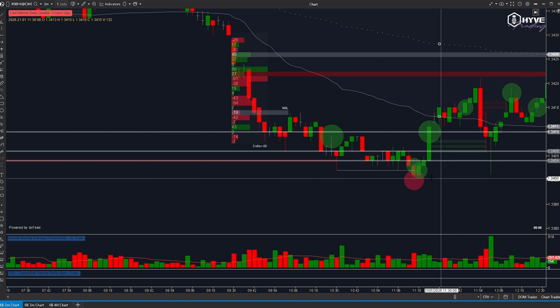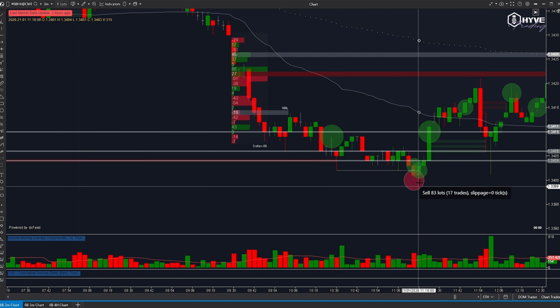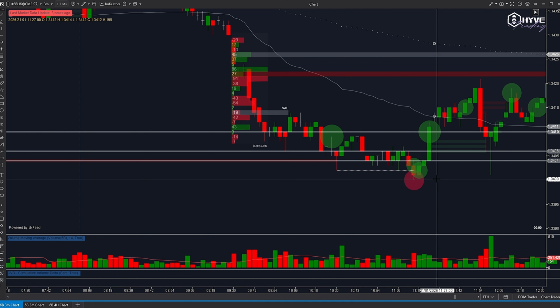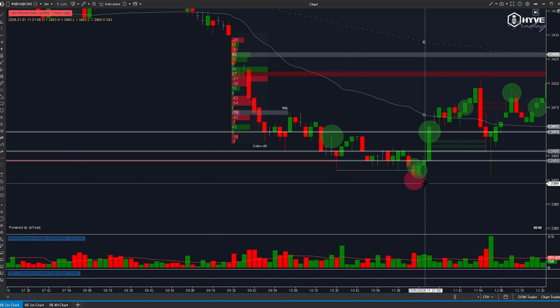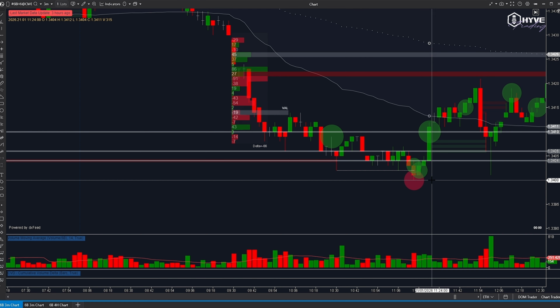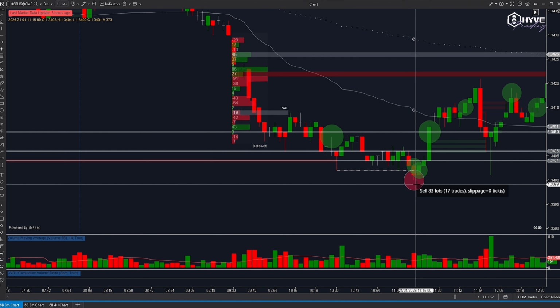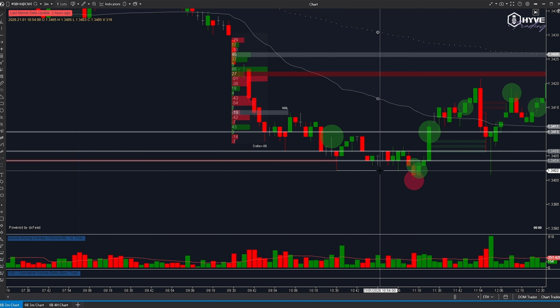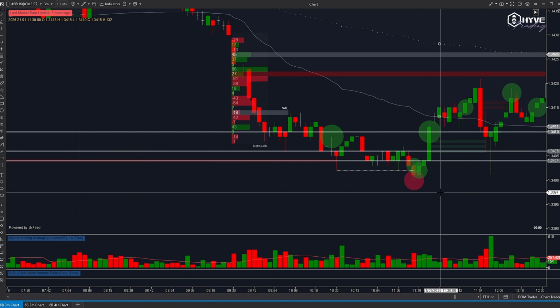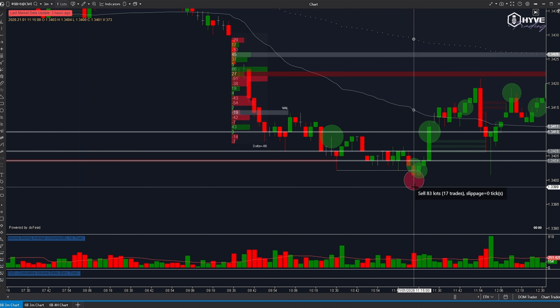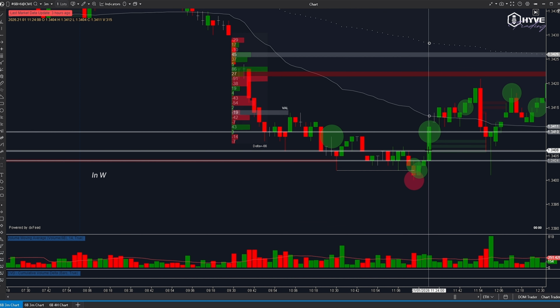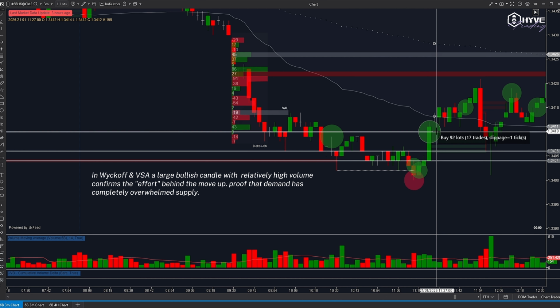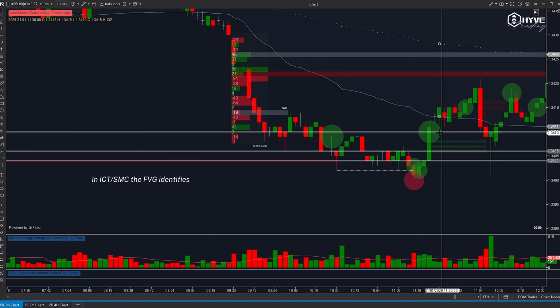Now that we've confirmed that sellers have exhausted all their efforts, the next step is to look for signs of strength, because what this tells us is that buyers are now changing the overall direction of the market from bearish to bullish. And the first sign of strength that we can see right away from the chart after sellers got trapped is this massive bullish candle. If you're familiar with ICT, you know that this is a fair value gap.